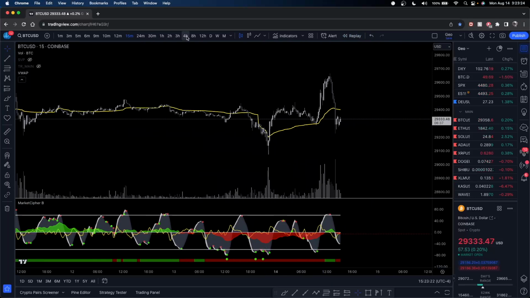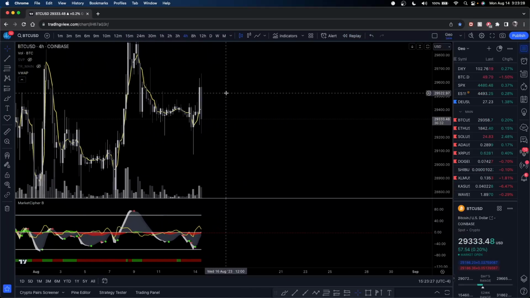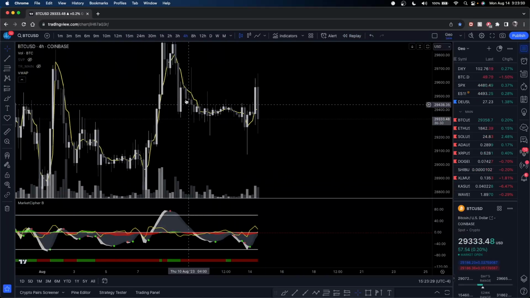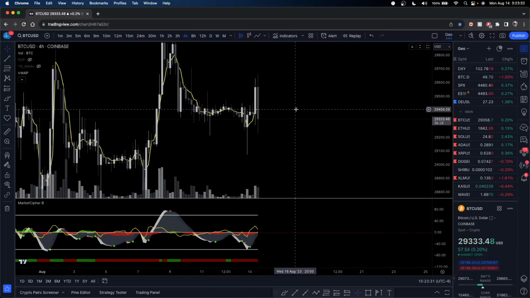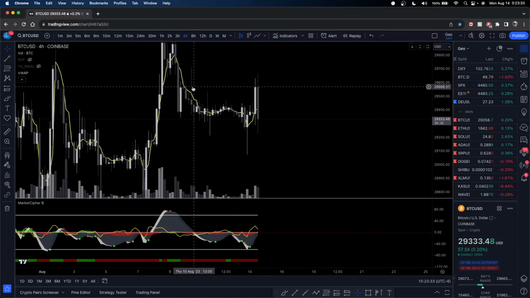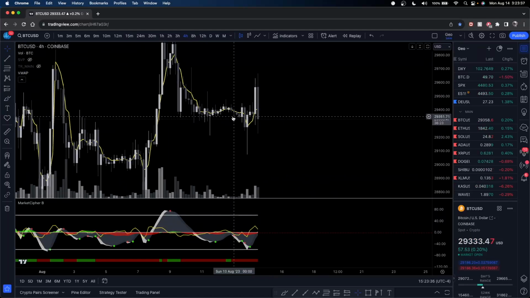For the swing traders, not so much. You're looking at the 4-hour time frame. There's nothing really to write home about here. Price is just at the VWAP. It's just how it is. And that's only because there's only 4 candles before it zips back to the candle open of the new daily.